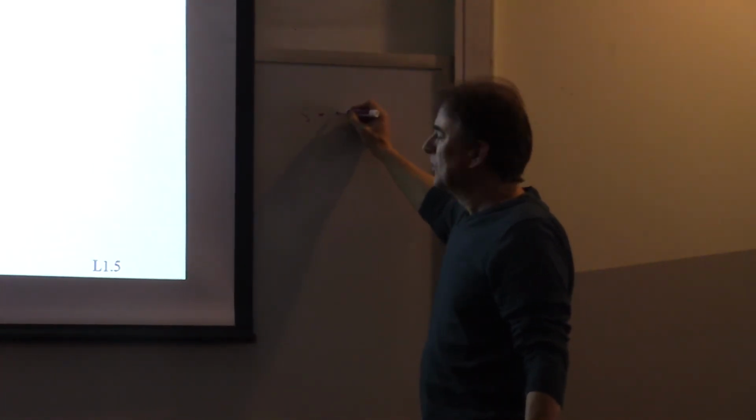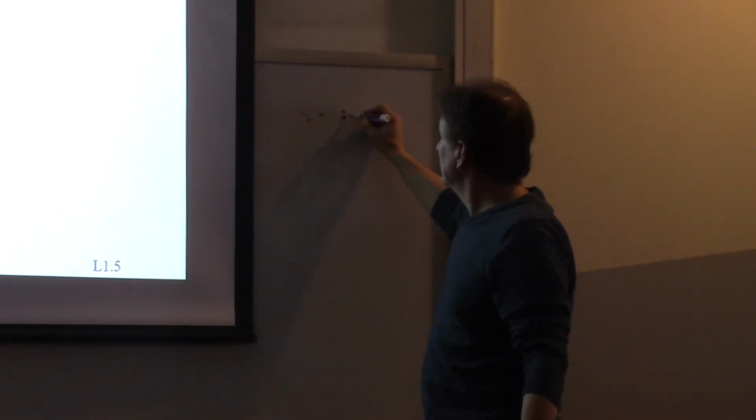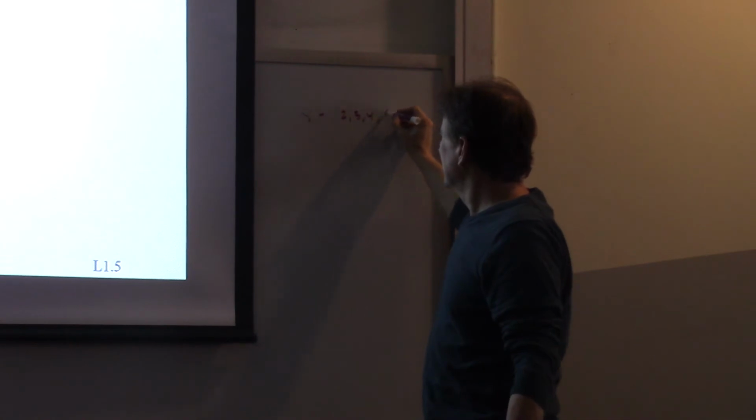4, right? What are the numbers? 2, 4, 2, let's put them in order. 2, 4, 2, 3, 4, 2, 3, 4, 6. 6.